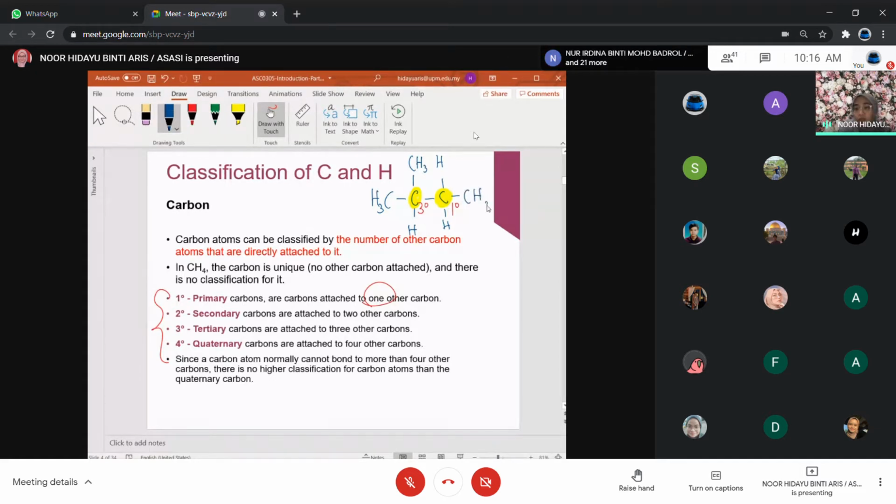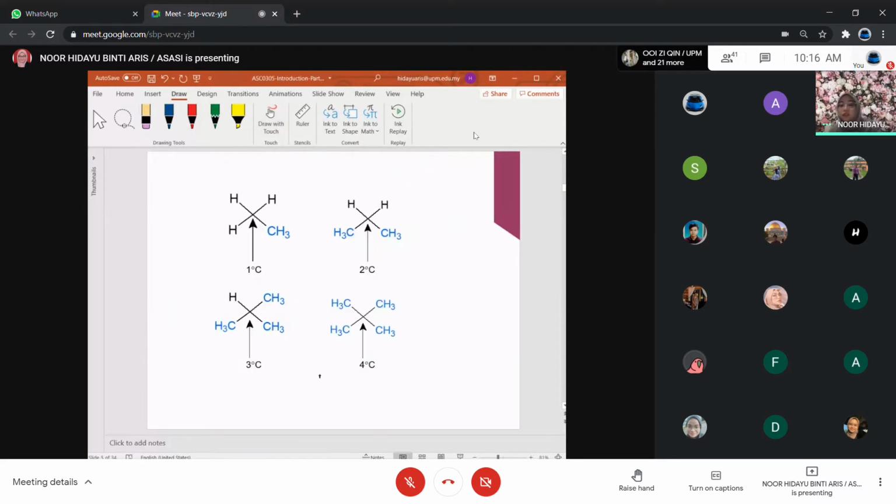How about this one? Classify this carbon. This one. Secondary. Okay, yang ni. Primary. Okay. Right. So boleh sampai 4 saja. Okay. Right. So like this.